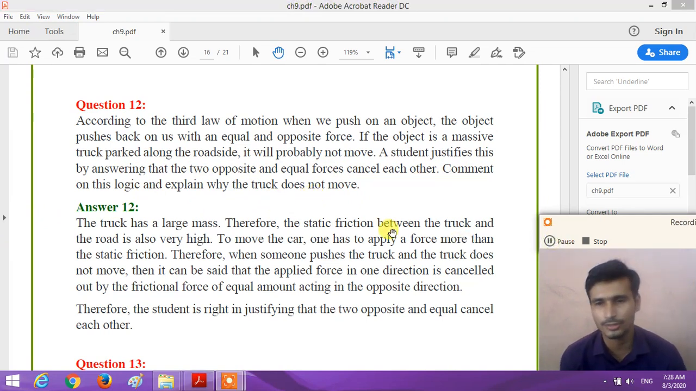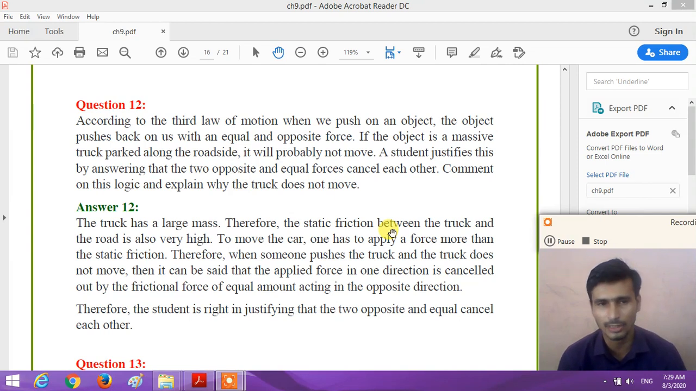So here, dear student, we know that according to Newton's third law of motion, when we push an object, the object applies a force on us in the opposite direction. Now if we consider a truck having a larger mass, and we apply a force on the truck, it will not move.